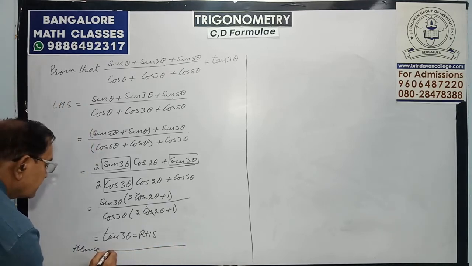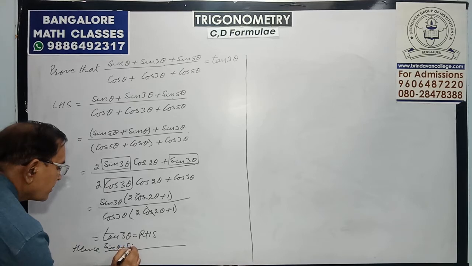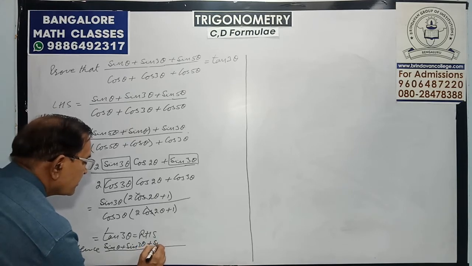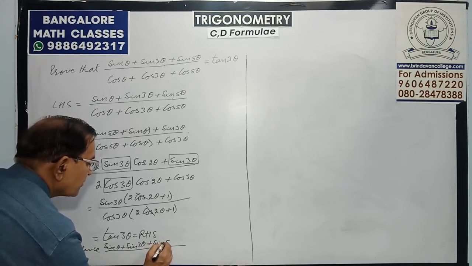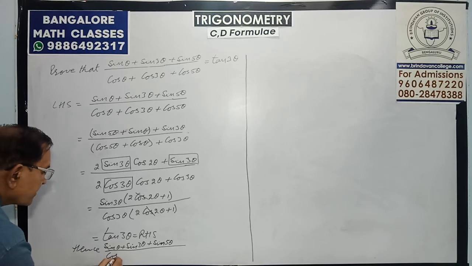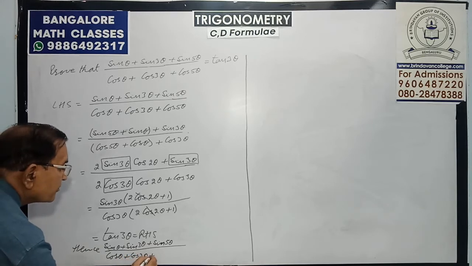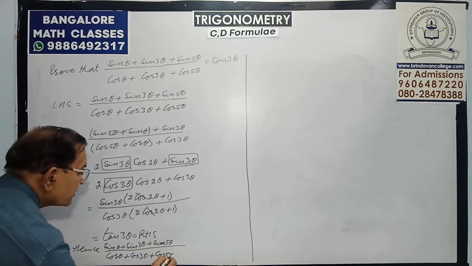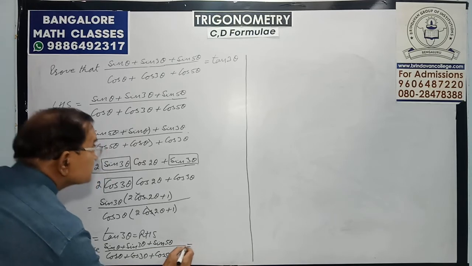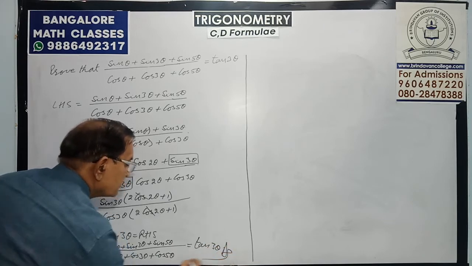So hence sin theta plus sin 3 theta plus sin 5 theta over cos theta plus cos 3 theta plus cos 5 theta equals tan 3 theta. Hence proved.